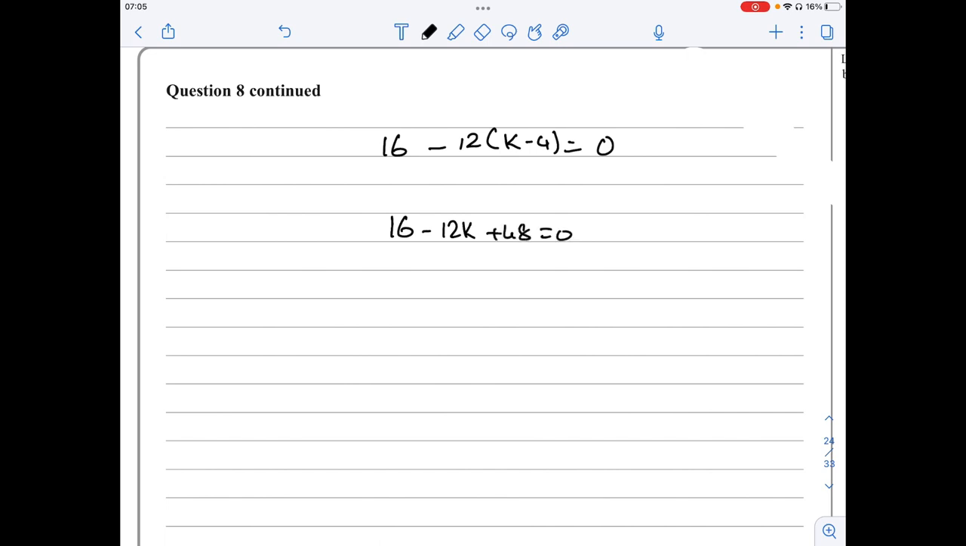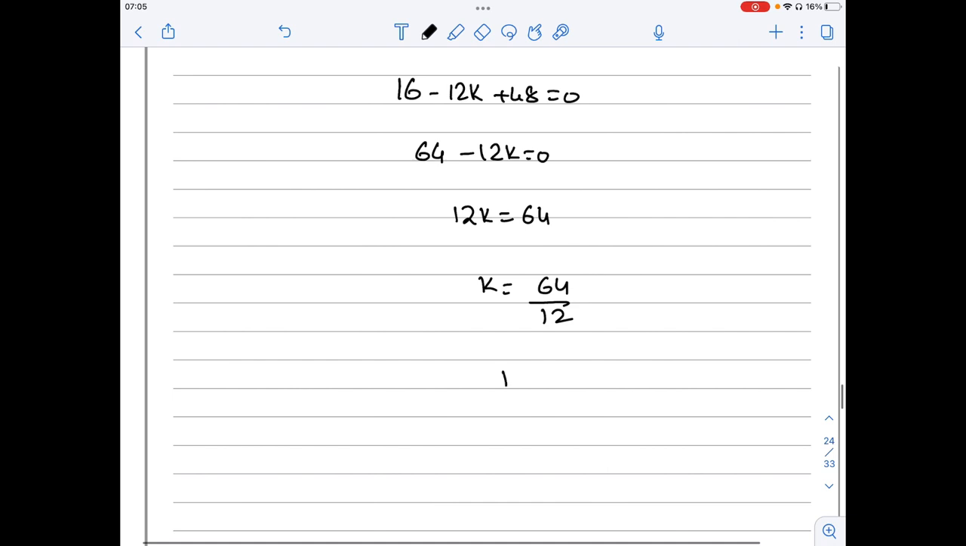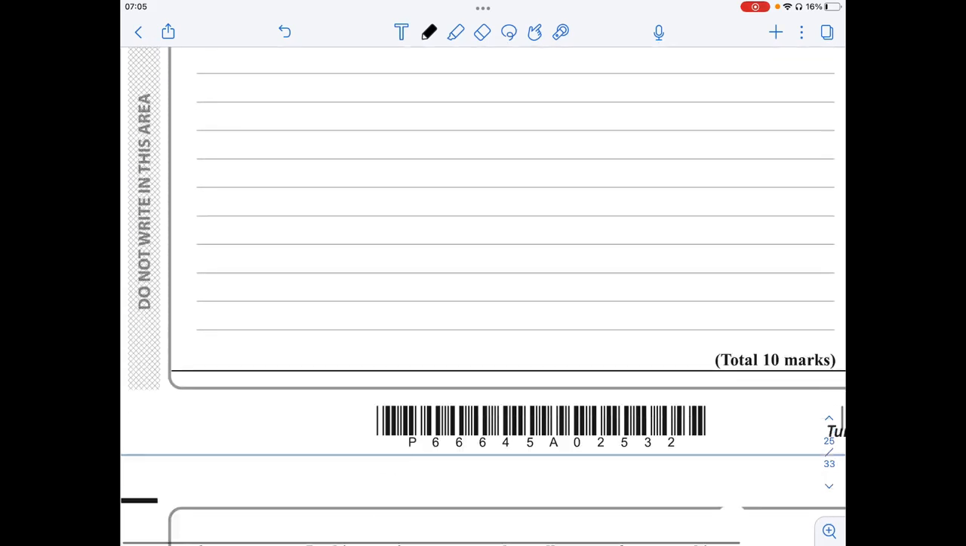Which is 64 minus 12k equals 0. So 12k equals 64, k equals 64 upon 12, which is k equals 16 upon 3. So what is the equation of L2? y equals 8x plus 16 upon 3. That is the equation of L2.